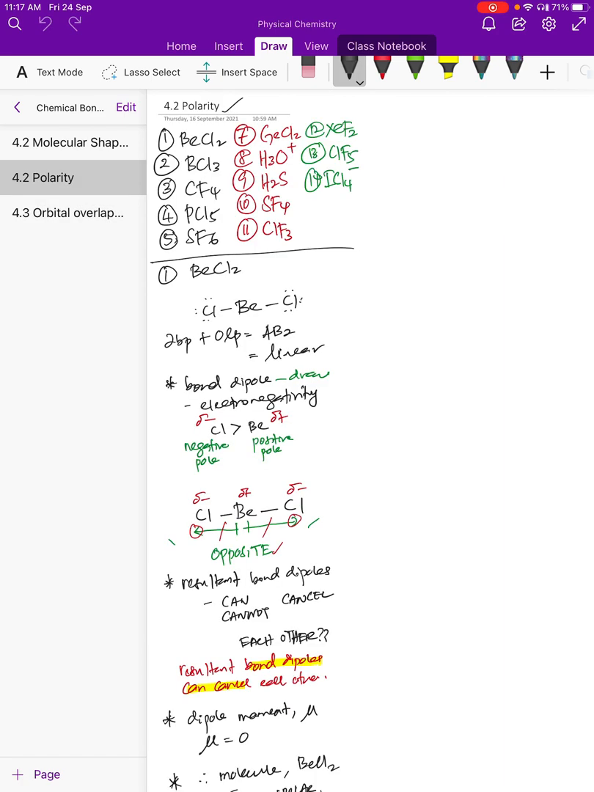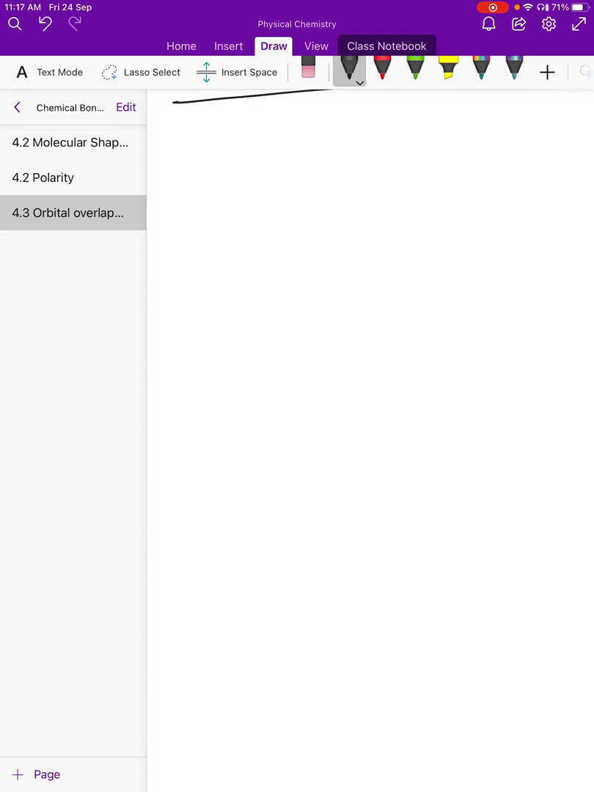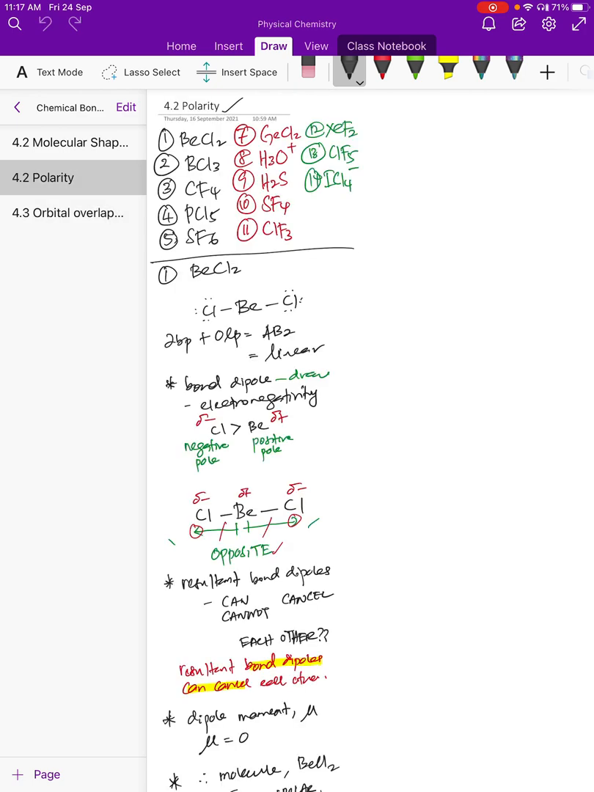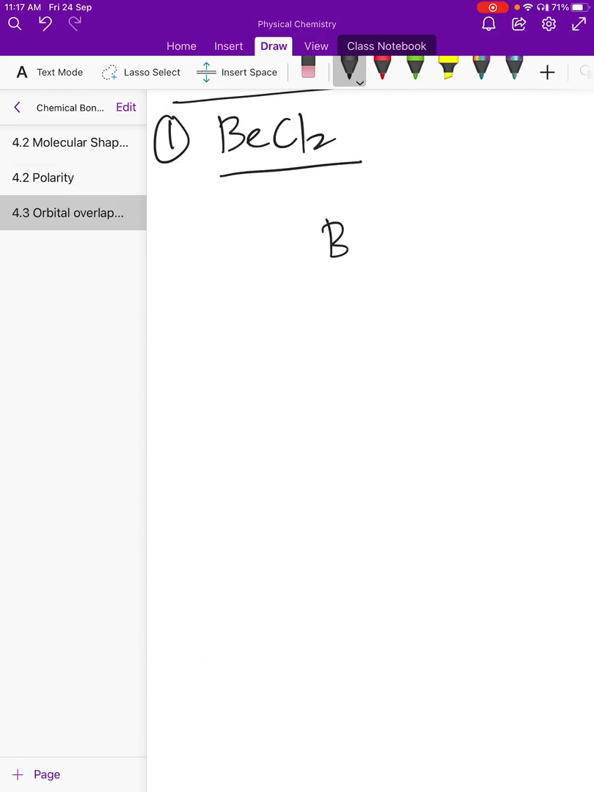We start looking at some examples similar to the polarity. So the first example I'm going to do is hybridization for BeCl2. So we have to draw the Lewis structure, and I hope you remember the Lewis structure. The Lewis structure is Cl-Be-Cl, and then this is the lone pair.